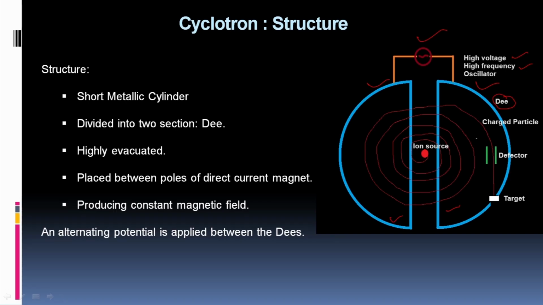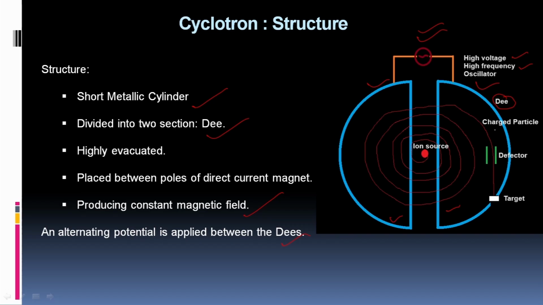So in the structural design there is a short metallic cylinder divided into two sections, the Ds, and these two sections are highly evacuated. The magnet is not shown in the figure, but the Ds are placed between the direct current magnet, which produces a constant magnetic field. And an alternating potential is applied between the two Ds, and in this design we have an ion source.